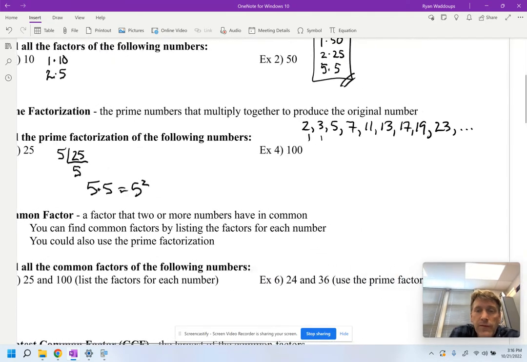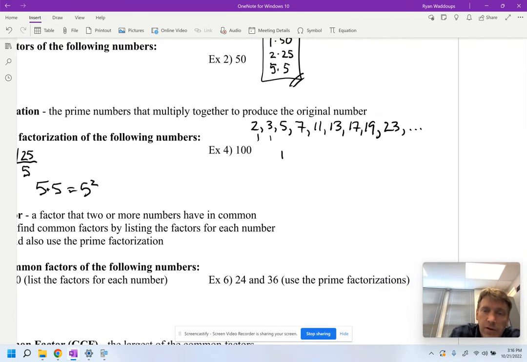100, let's try 100 here. So 100, 2 goes into 100 50 times, and 2 goes into 50 25 times. We've already seen 25, so we know that it is 5 times 5. When you get to a prime number at the bottom, you know you're done. So I don't list it separately. The prime factorization of 100 is 2 times 2 times 5 times 5.